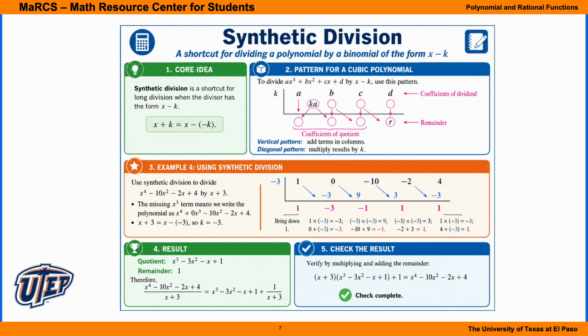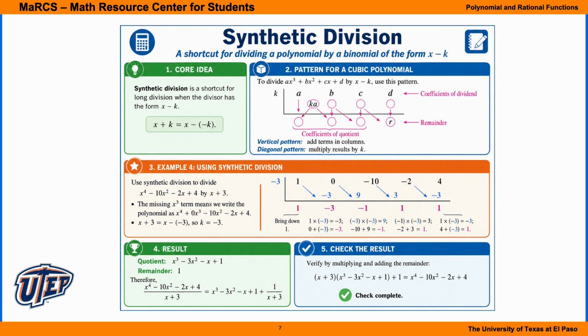Now we add the 0 and the negative 3 for the vertical pattern. So 0 plus negative 3 is equal to negative 3. Now we multiply negative 3 times negative 3, and that'll give us positive 9. Now we add the negative 10 and the 9. That'll give us negative 1. So negative 1 times negative 3 is equal to positive 3. Now we add negative 2 plus 3. That'll give us positive 1.